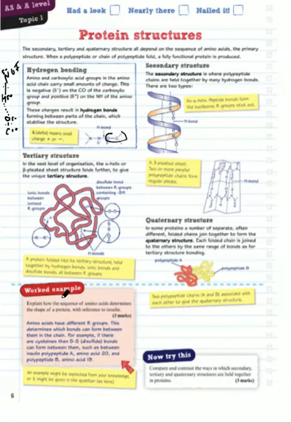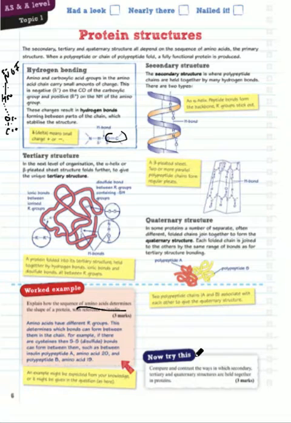Right. Explain how the sequence of amino acids determines the shape of a protein with reference to insulin. Okay, you will never know the structure for insulin because you don't cover it, but you do know the sequence of amino acids determines the shape. So amino acids have different R groups. This determines which bonds can form between them in the chain. For example, we can have disulfide bonds, ionic bonds, and hydrogen bonds.